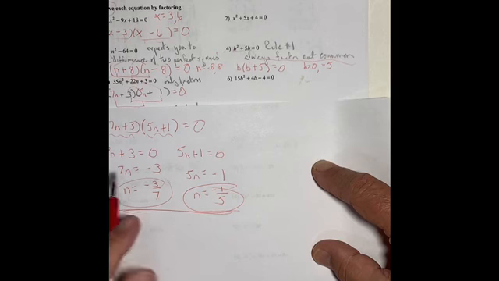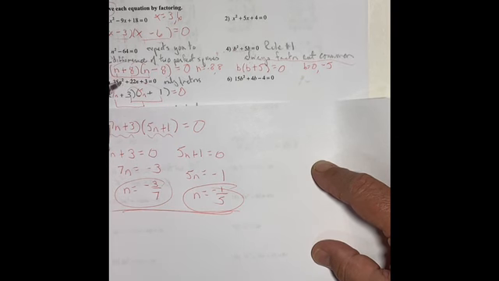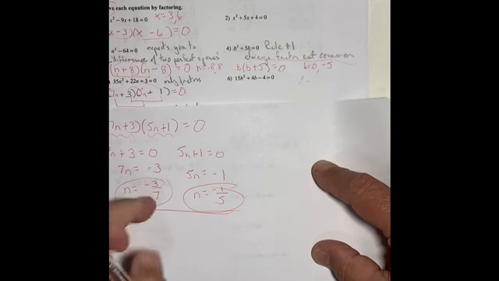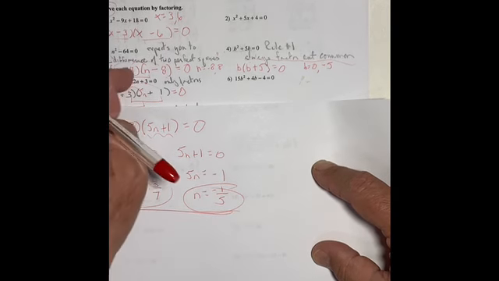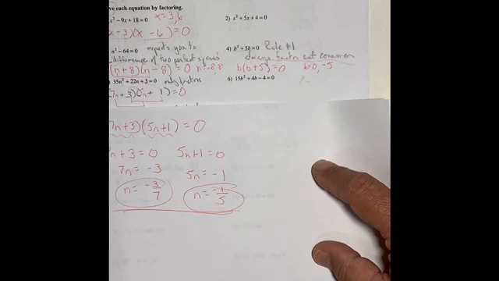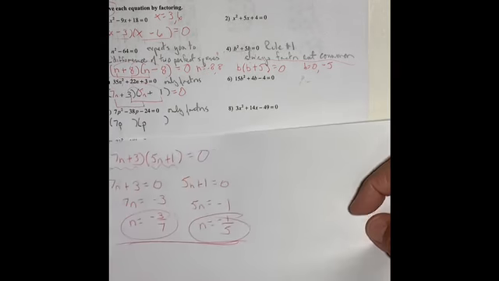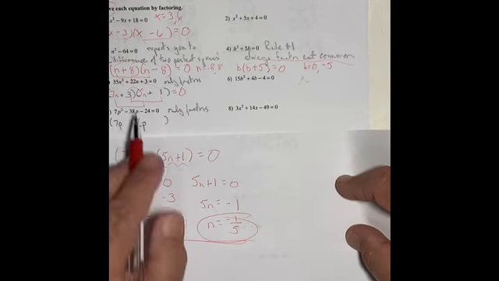By the way, if you haven't noticed yet, if there's a 2 here, there's 2 solutions. If this was a 3, there would be 3 solutions. If this was a 4, there would be 4 solutions. However many is here, that's how many answers I should expect to get. So, same way with this one.